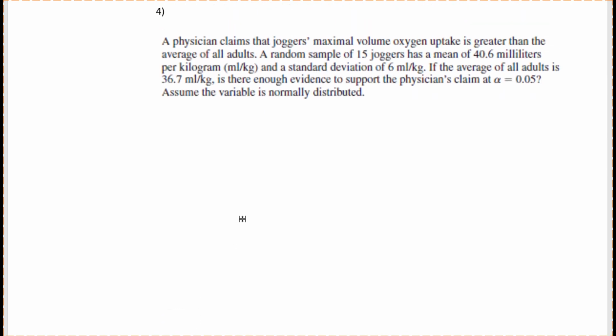All right, and then we're going to look at one more problem, and this one is looking at a claim that the jogger's maximal volume oxygen uptake is greater than the average of all adults. So we're looking at a claim that the oxygen intake is greater. A random sample of 15 joggers has a mean of 40.6 milliliters per kilogram and a standard deviation of 6. If the average of all adults is 36.7, is there enough evidence to support the claim at alpha 0.05?